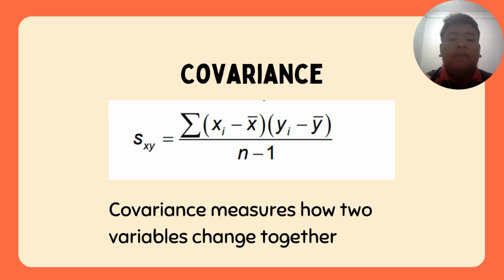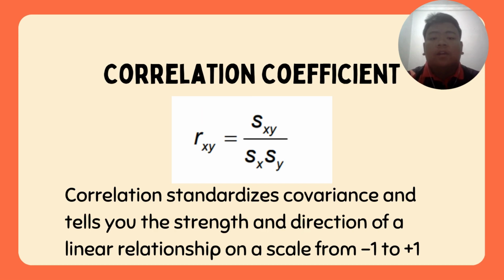In part 5, first we need to find the covariance. This is the formula for covariance, and it measures how two variables change together. This is the correlation coefficient, the next thing that we need to calculate. It's standardized covariance and tells you the strength and direction of a linear relationship on a scale from -1 to +1.